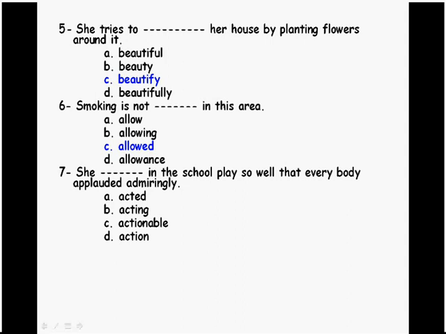Number 7, she ___ in the school play so well that everybody applauded admiringly. So the options, we have A, acted, B, acting, C, actionable, and D, action. So which word of these is the verb? Remember we said we put the verb after the subject. In our case here, she is the subject. Okay? So, which word is the verb?